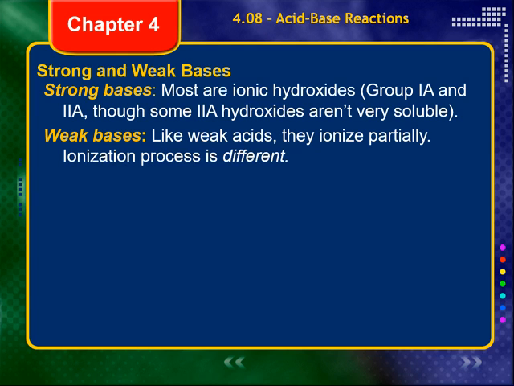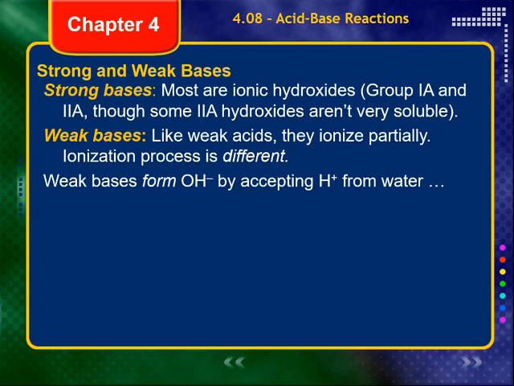But here, the ionization process is different. Weak bases form OH minuses by accepting H pluses from water. So if I have ammonia, which is NH3, if you remember it's a weak electrolyte, it's going to react with water to form some ammonium cations, NH4 plus, and some hydroxide anions, but not a whole bunch. There's still going to be plenty of ammonia in that solution.